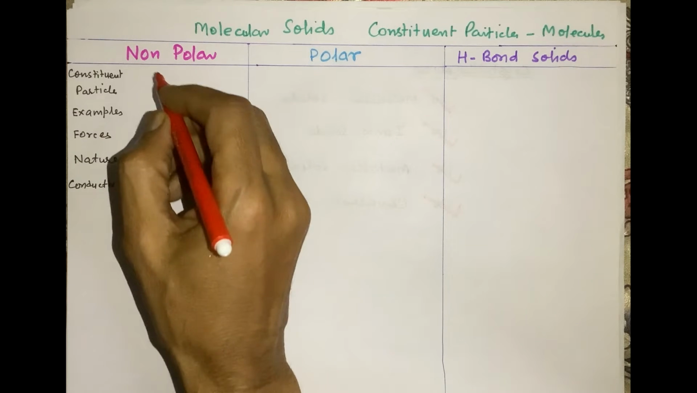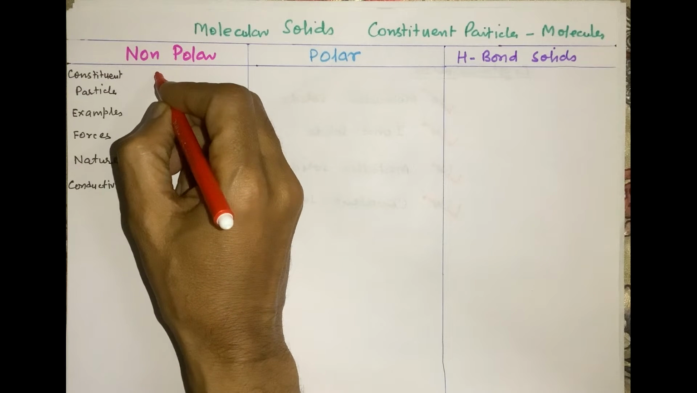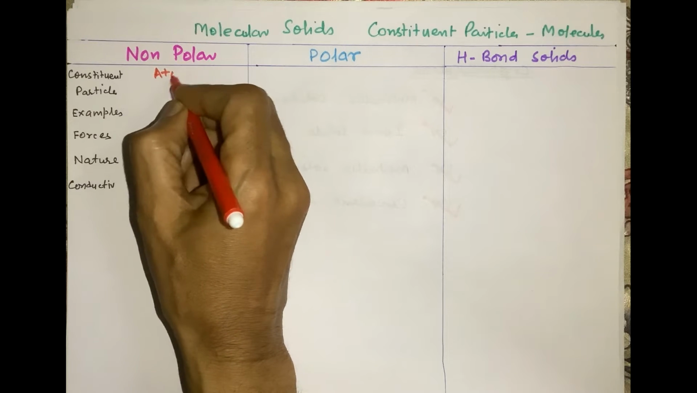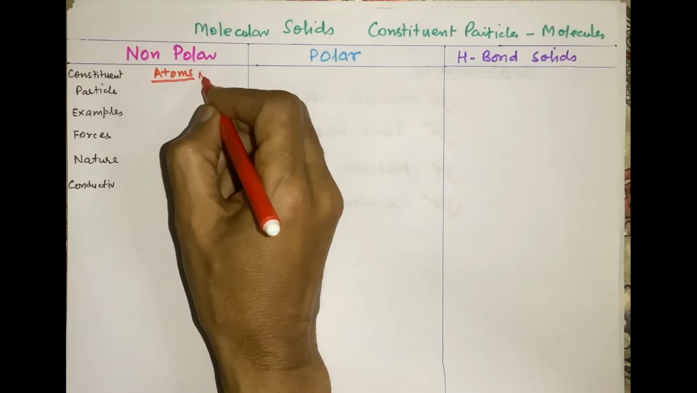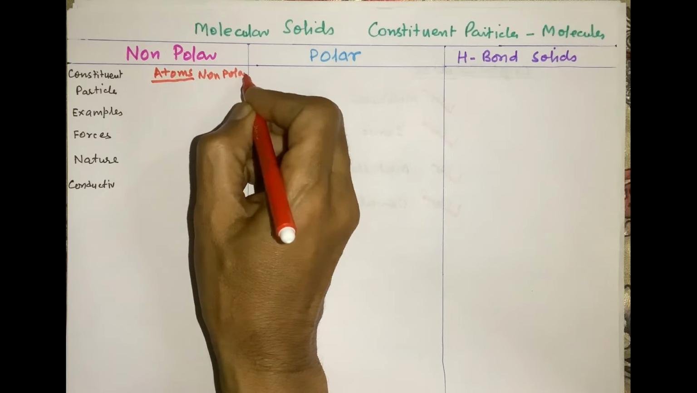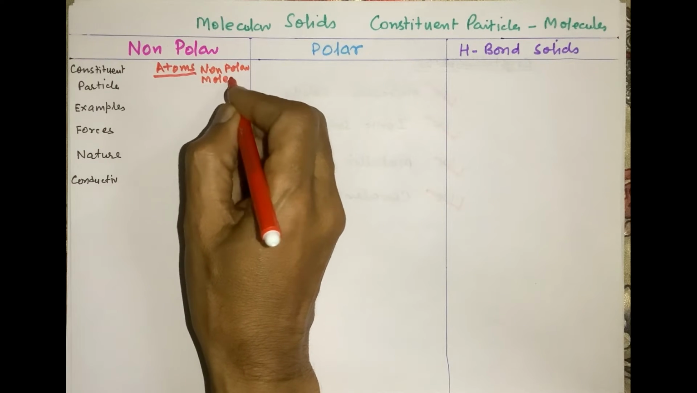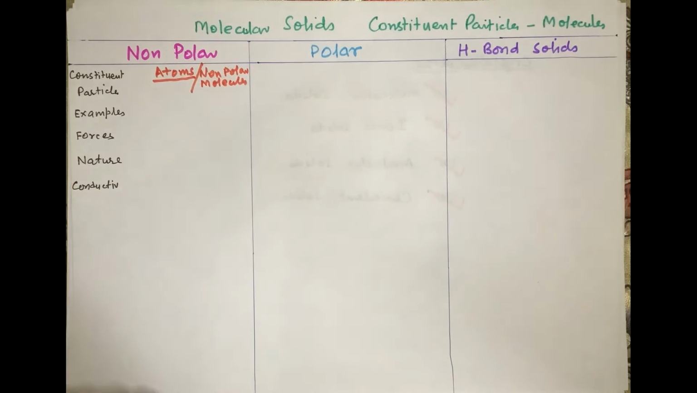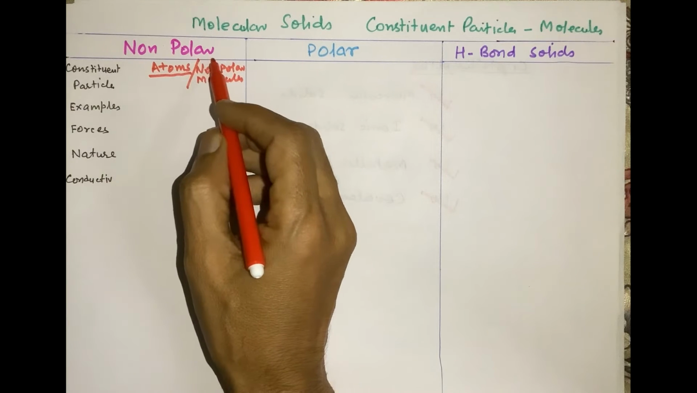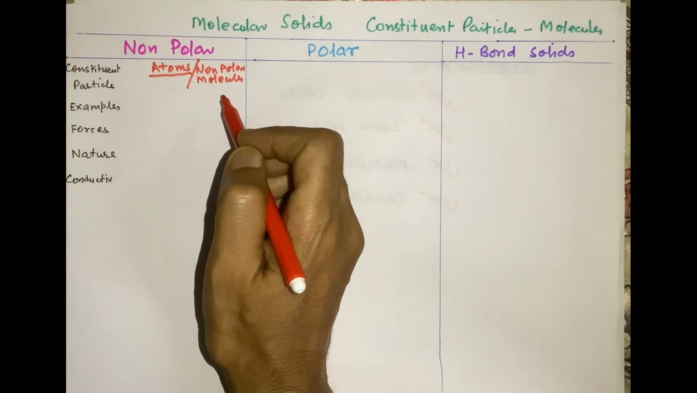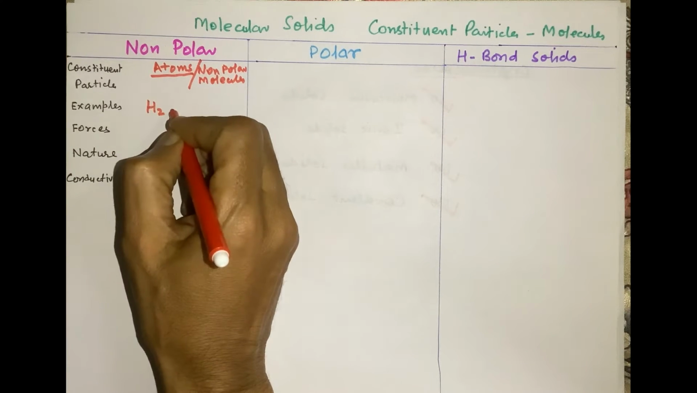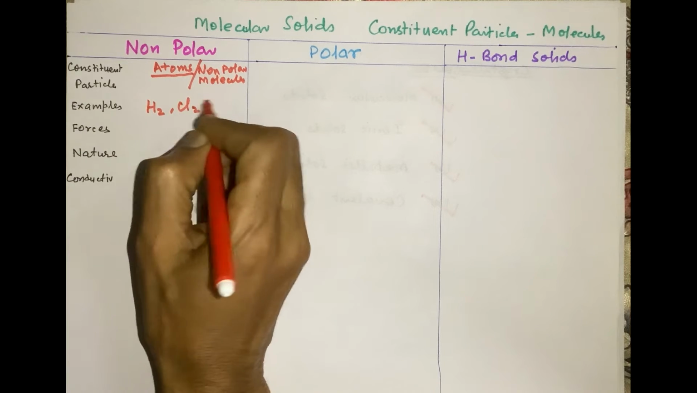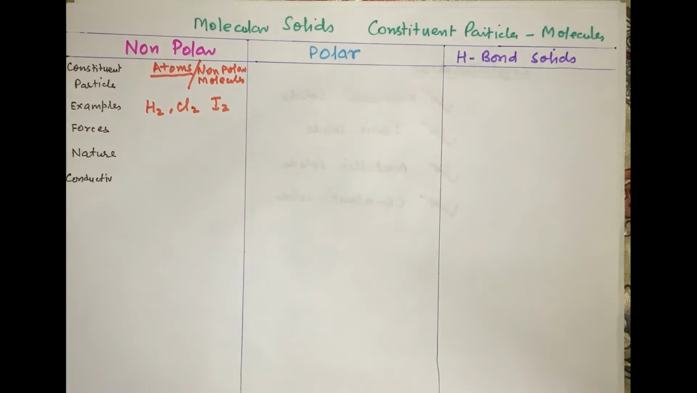The constituents in non-polar solids are atoms or non-polar molecules. The constituent particles of non-polar solids are atoms or non-polar molecules. Examples, we can say that hydrogen, chlorine, iodine, these are the examples of some of the non-polar solids.